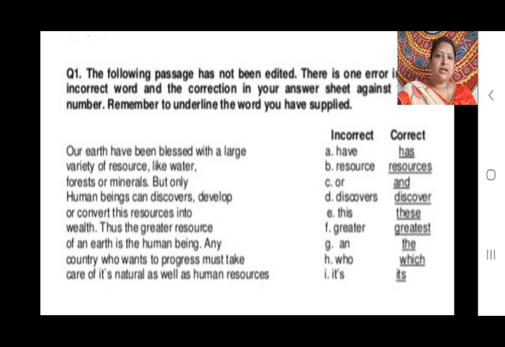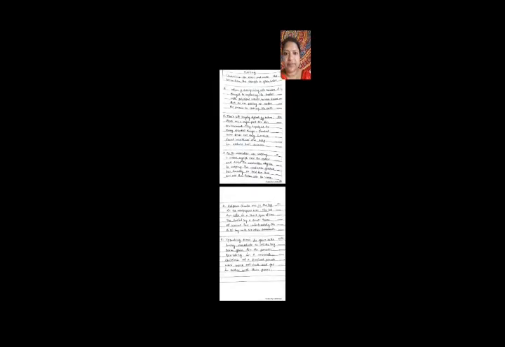Is any country who wants to progress. Who is used for a person, so here it will be which. Wants to progress must take care of its natural as well as human resources. It's with an apostrophe means it is.